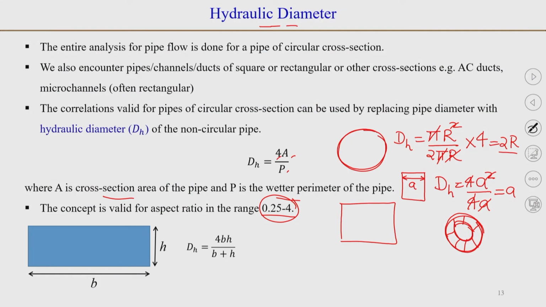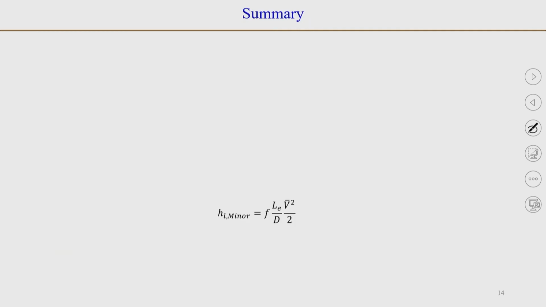So, this is the rectangular cross section. For a rectangular cross section, it will be 4 times B into H divided by B plus H into 2 here.